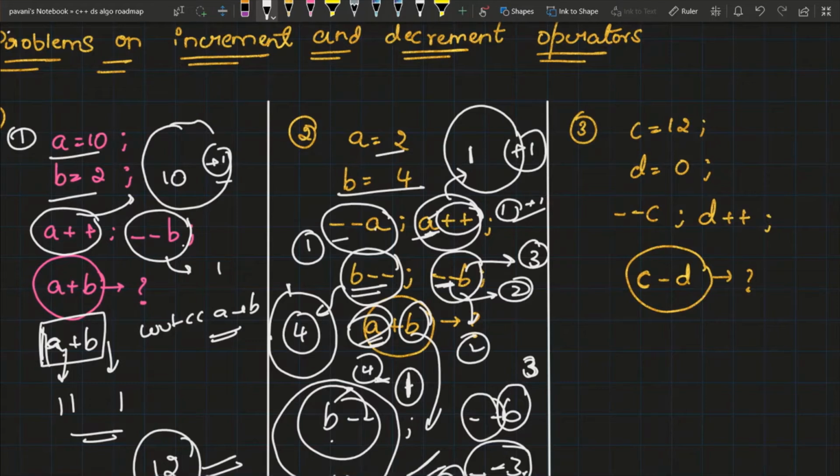Next, see here the place is somewhat congested, try to adjust that. We'll cover this problem in the next problem also.